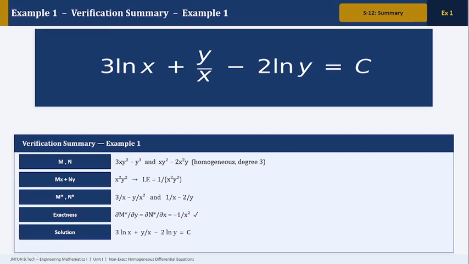So this is the verification summary. We obtain the integrating factor by calculating Mx plus Ny, 1 by x square y square, and M star, N star, which are obtained by multiplying M with the integrating factor and N with the integrating factor. We verify the exactness and finally get the solution.